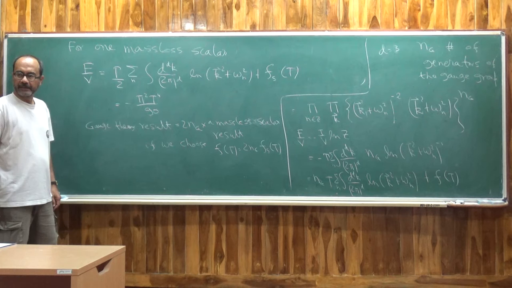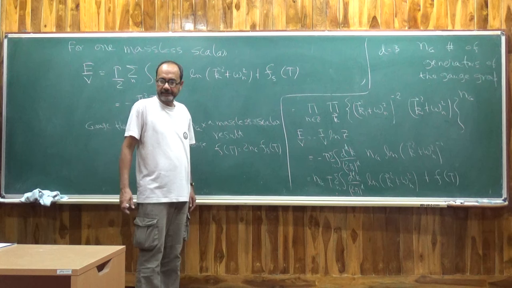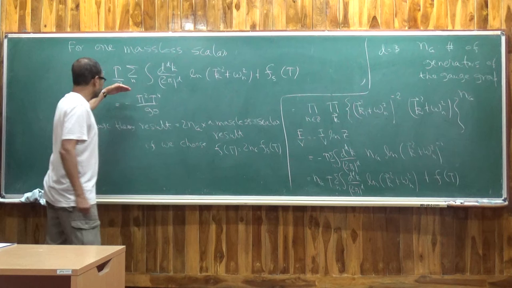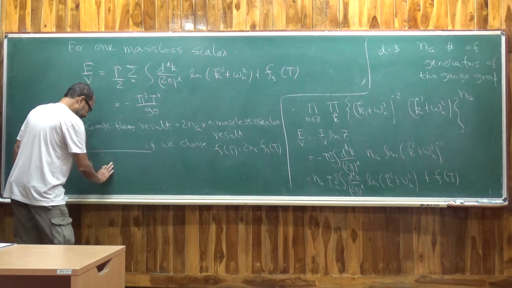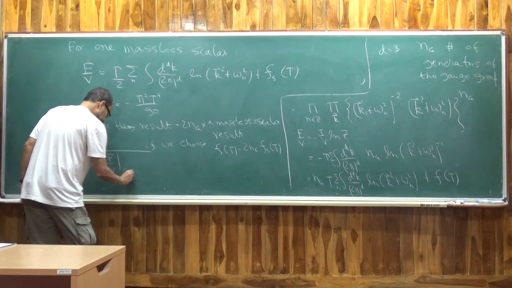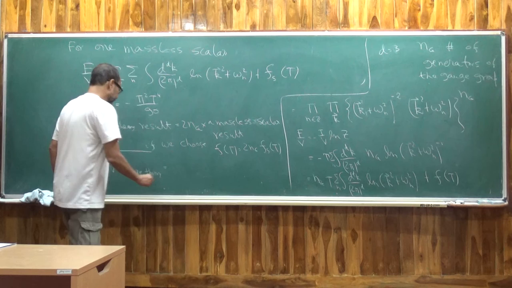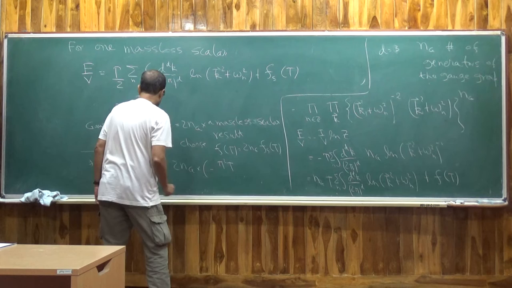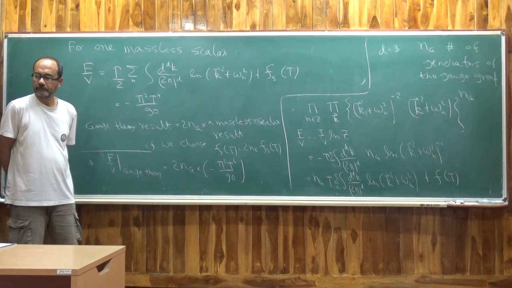Is this okay? This is the choice we'll make, and we'll see that this is the right choice. So suppose you have made this choice. Then the fact that this is equal to this implies that F over V T for gauge theory is given by 2 n_g times minus pi^2 T^4 over 90. And this in fact is the correct answer.